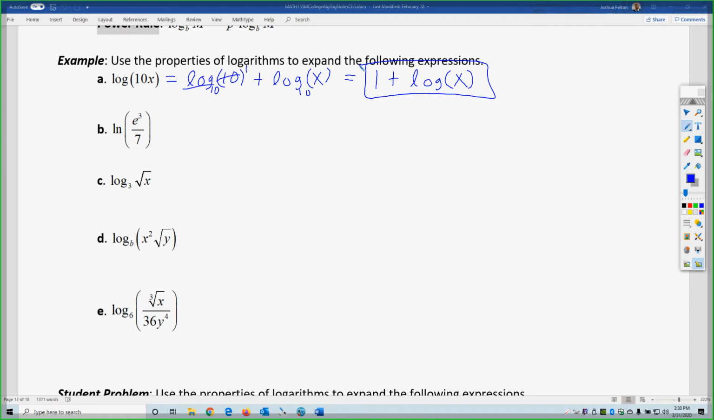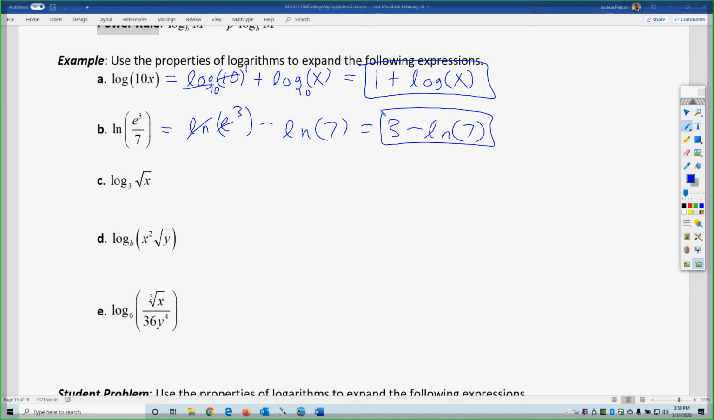All right, next one is natural log, which is log base e. Thus, we have a division here, so that means subtraction. So the natural log of e to the third. Oops, why did I write equals? I'm sorry, it should be minus, not equals. Minus the natural log of 7. But natural log is log base e, so those cancel. So I'm left with 3 minus the natural log of 7.